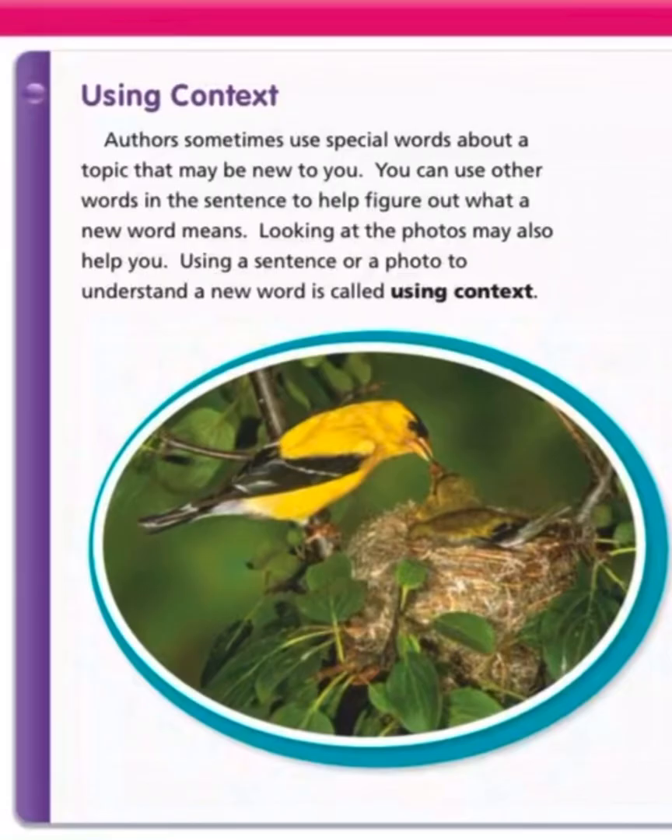Using context. Authors sometimes use special words about a topic that may be new to you. You can use other words in the sentence to help figure out what a new word means. Looking at the photos may also help you. Using a sentence or a photo to understand a new word is called using context.